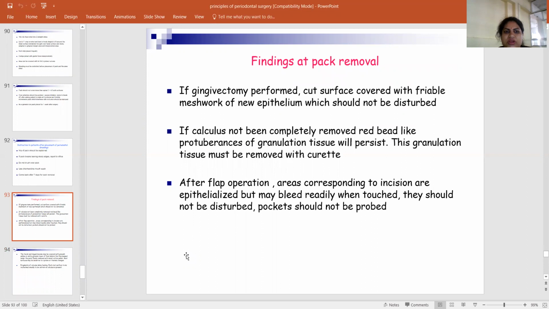Findings at pack removal. If gingivectomy is performed, the cut surface is covered with a friable meshwork of new epithelium, which should not be disturbed. If calculus has not been completely removed, red bead-like protuberances of granulation tissue will persist. This granulation tissue must be removed with a curette. After the flap operation, areas corresponding to the incisions are epithelialized but may bleed readily when touched, so they should not be disturbed. The pocket should not be probed.